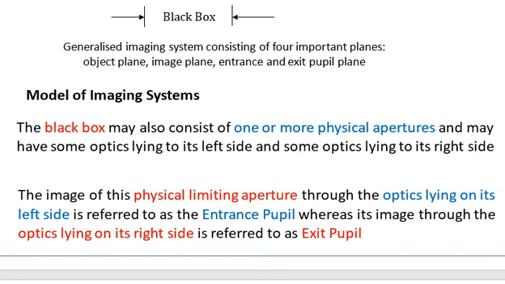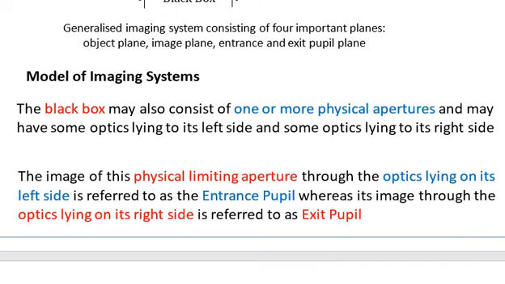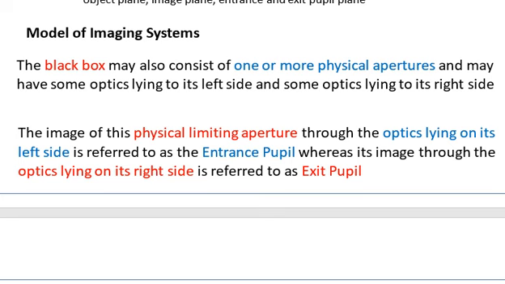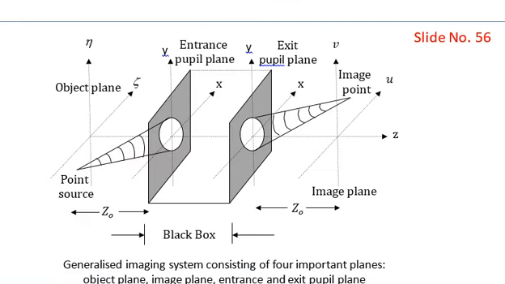The image of this physical limiting aperture through the optics lying on its left side is referred to as the entrance pupil, whereas its image through the optics lying to the right side is referred to as the exit pupil. So assume that there is a limiting aperture within the black box. The image of this limiting aperture through the optical elements lying on the left side will produce the entrance pupil, and the optics on the right side of this limiting aperture will produce an aperture which is called the exit pupil. So the entrance pupil and the exit pupil are actually the images of the limiting aperture through the optics on the left hand side and on the right hand side within the black box.